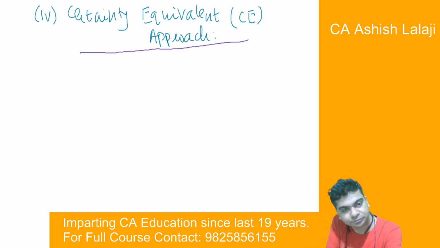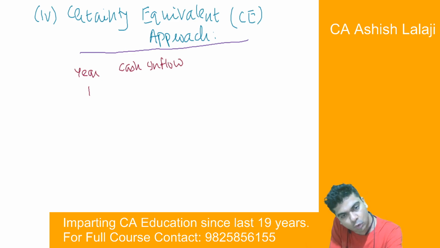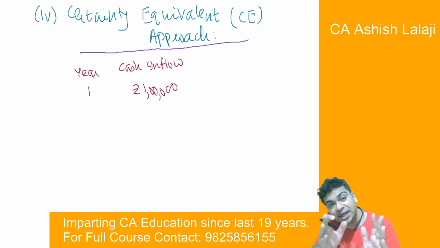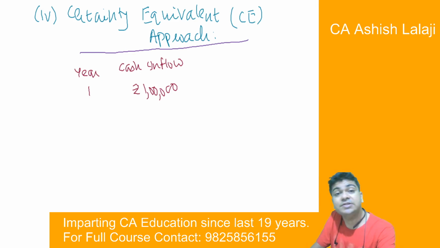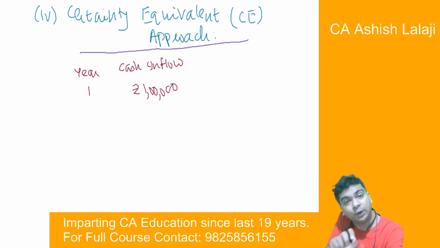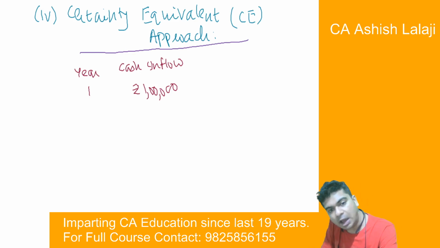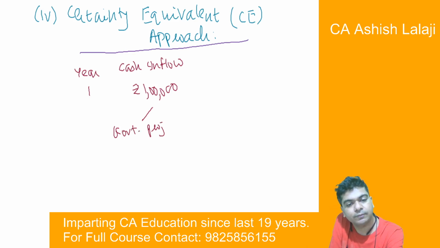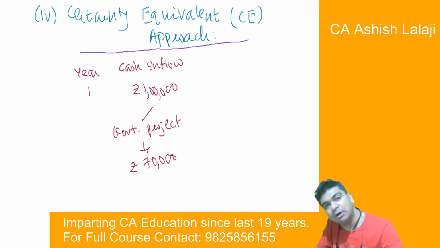For example, let us say I'm planning to do a certain project, and in year 1 I have projected a cash inflow of rupees 1 lakh. Now someone is asking me, are you 100% sure? Do you have a 100% guarantee that there will be a cash inflow of 1 lakh? I am not 100% sure. That does not mean that you are not having certainty with respect to any portion of the cash flow. When I projected this rupees 1 lakh, I had on hold a government project. I have already signed a government project, and from this government project, I am going to get 70,000 rupees.